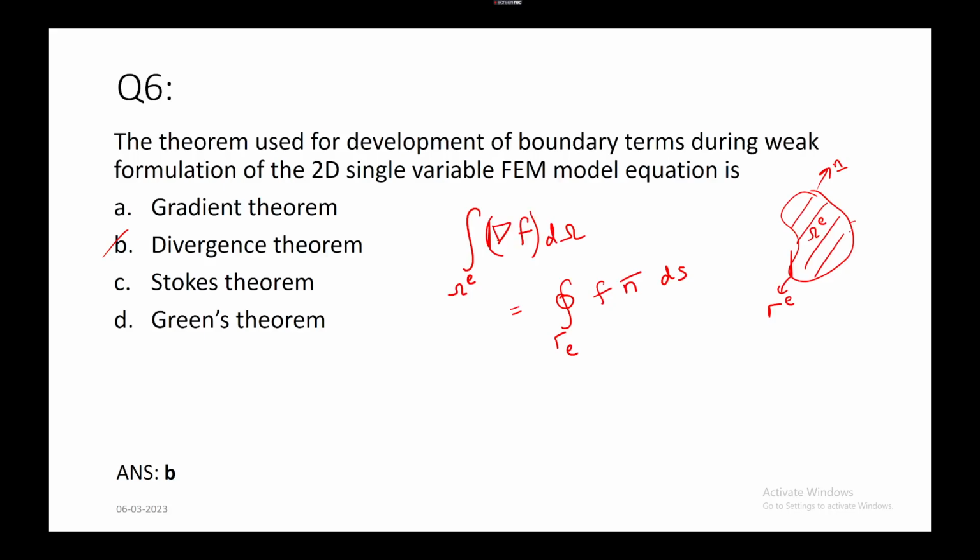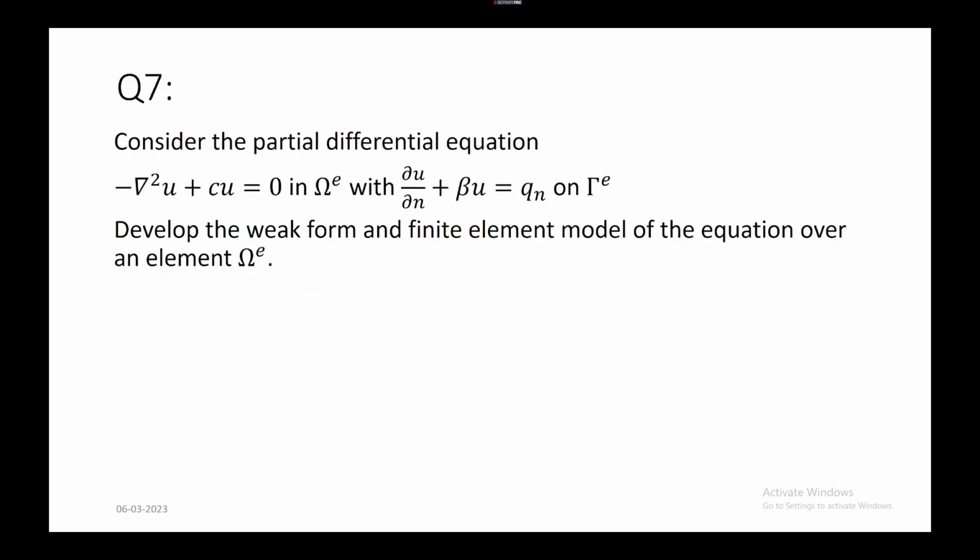So ds is nothing but a small length along the surface that you are going to integrate through this gamma. So this is what the divergence theorem states for us. Hence the answer is option B. We'll see how we are going to develop the weak form, because we have some questions related to this also. So we'll go to the next question.